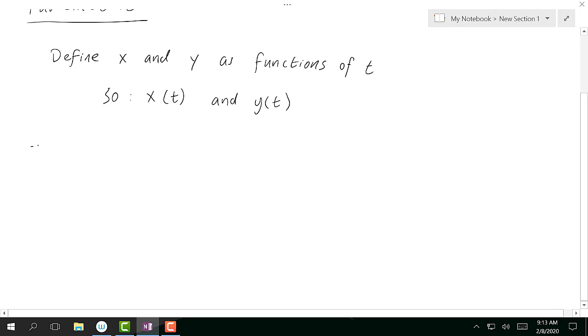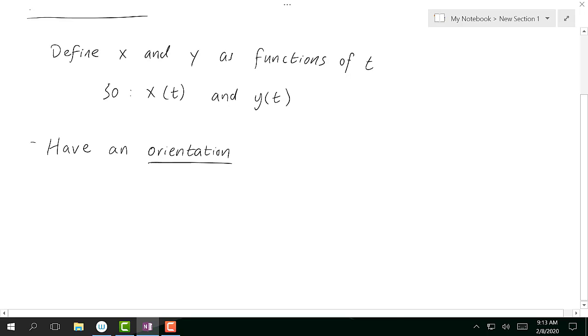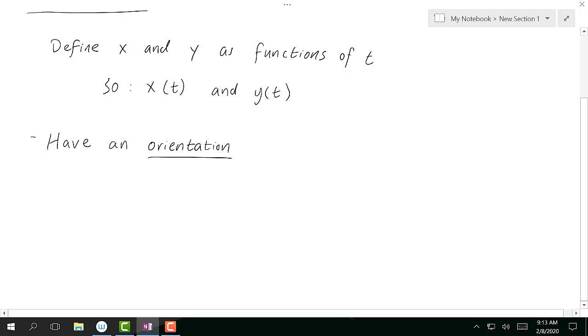One important property of parametric equations, unlike our normal equations like y equals x squared, is that parametric equations have an orientation, that is, a direction. And so let's look at an example to see exactly what we mean by this.